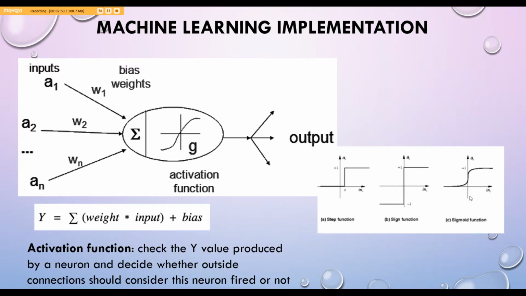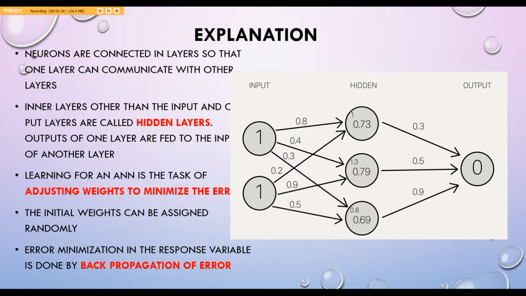And there are different kinds of activation functions that we use, things like step functions or sigmoid functions, and there are also things like ReLU and tan hyperbolic functions, and different kinds of activation functions lend themselves to different kinds of problems. For instance, for classification purposes, we usually end up considering the sigmoid function, and it is this which will check the Y value produced by the neuron and decide whether the neuron needs to be fired or not. And this is the basic machine learning implementation of a biological neural network.